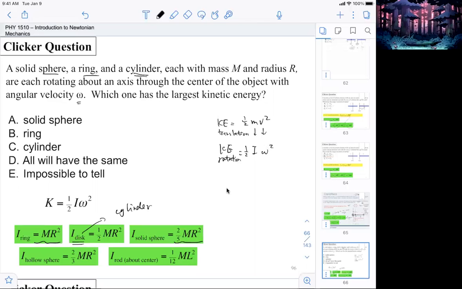All right, very good. You can see that if they're all rotating with the same angular velocity, with 1/2 I omega squared, whichever has the largest I is going to give you the largest kinetic energy. They all have the same mass and radius, so it's really m r squared that gives you the biggest number. This one is 1/2, this one 2/5. They're all smaller than the ring has. So the ring will have the biggest kinetic energy. Very good. So B is correct.